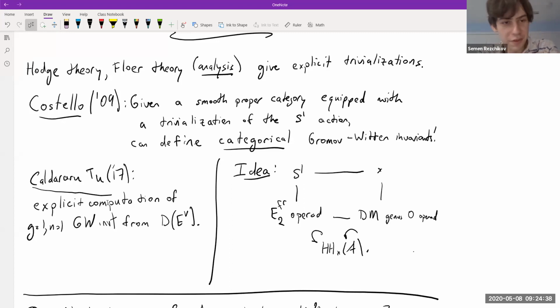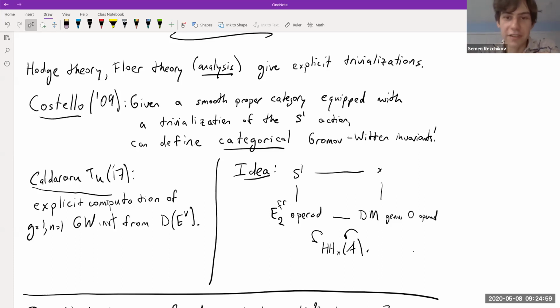There's a much more recent work of Calderaro and Tu, where they explicitly compute the genus one, n equals one Gromov-Witten invariants from the derived category of an elliptic curve. And those end up agreeing with using the trivialization coming from Hodge theory, which is extra data. And those end up agreeing with the Gromov-Witten invariants of the mirror elliptic curve.